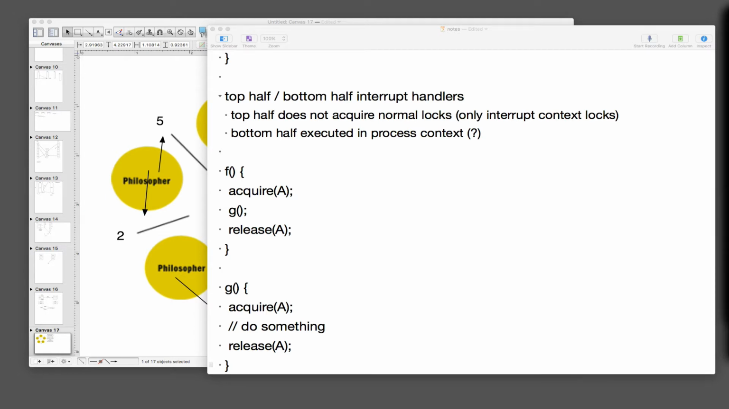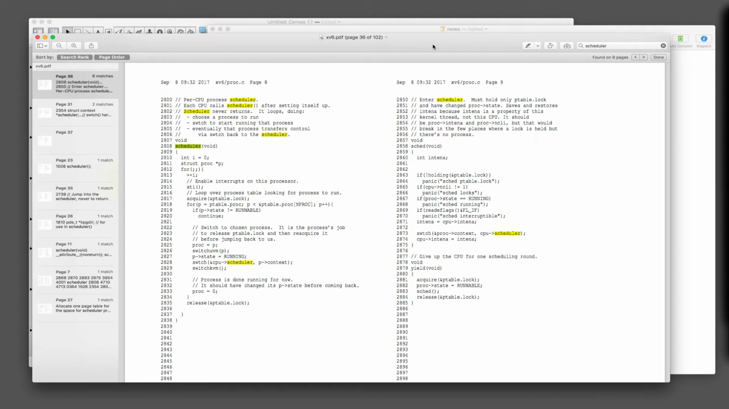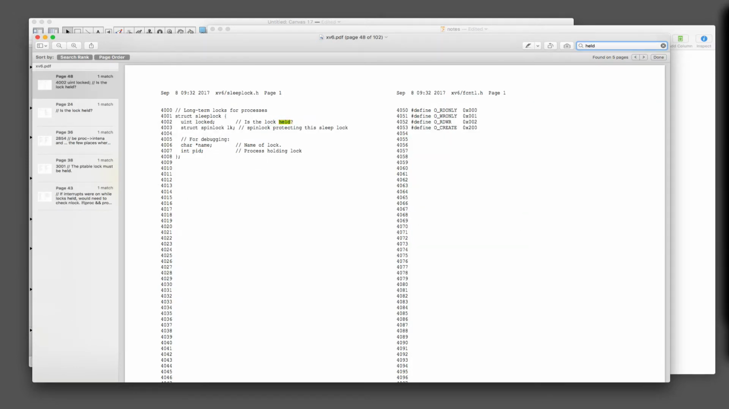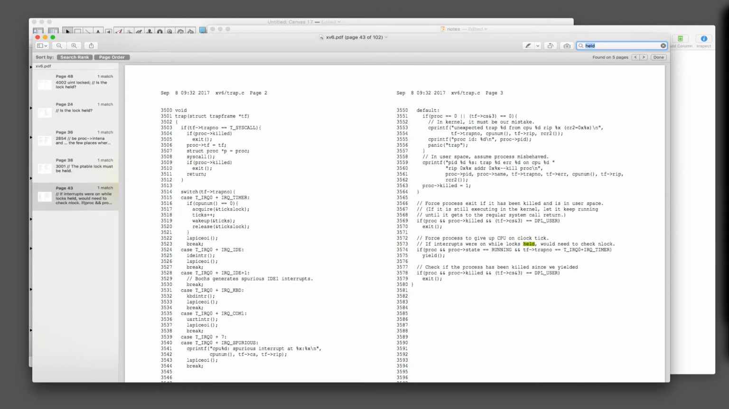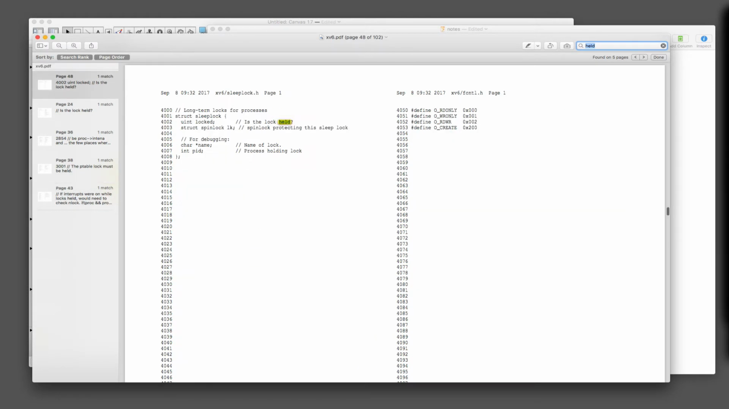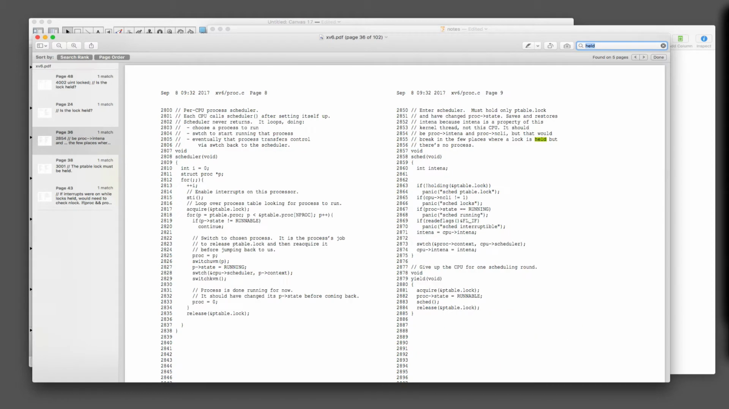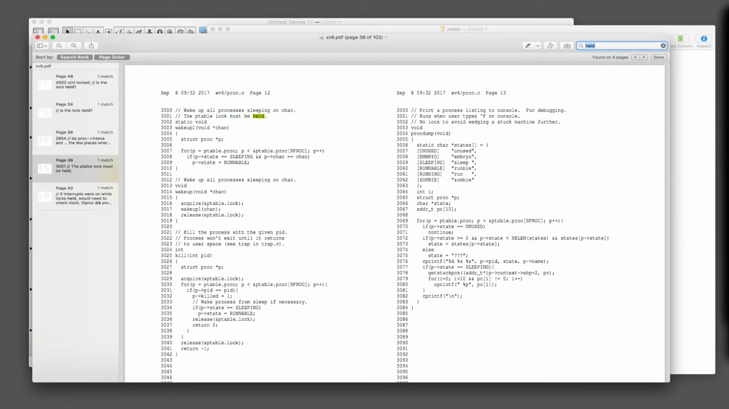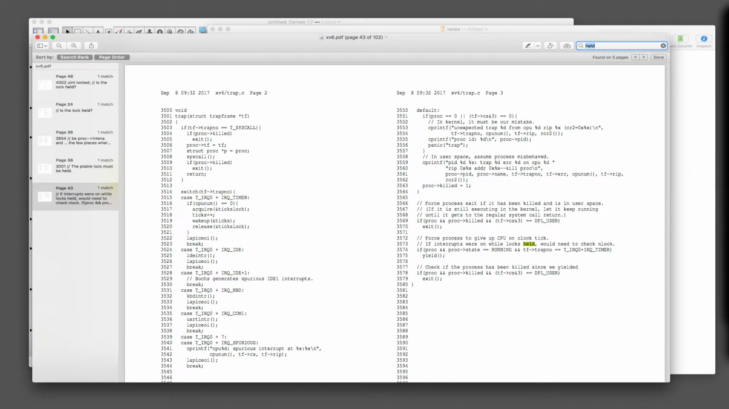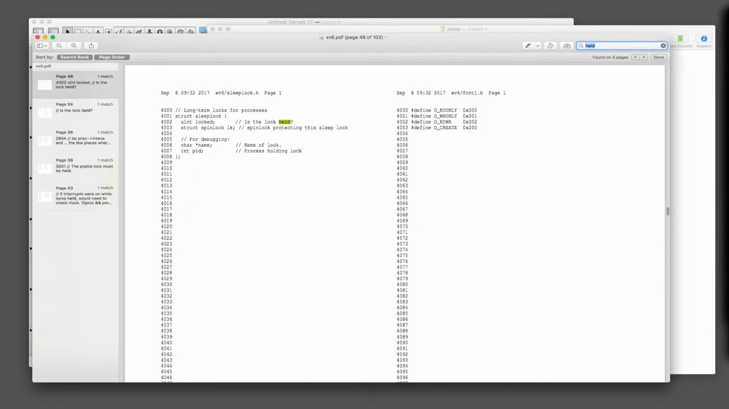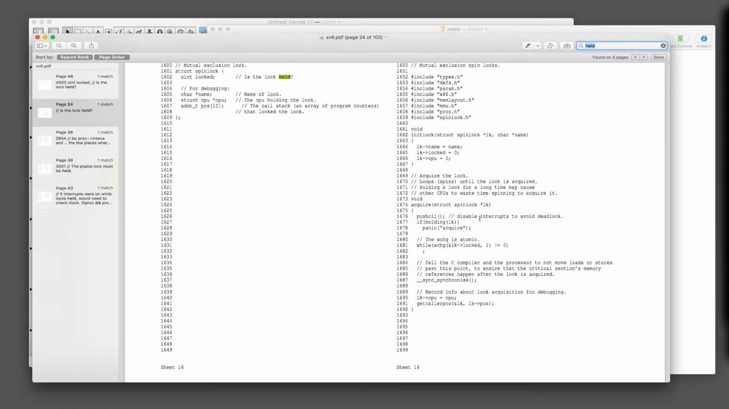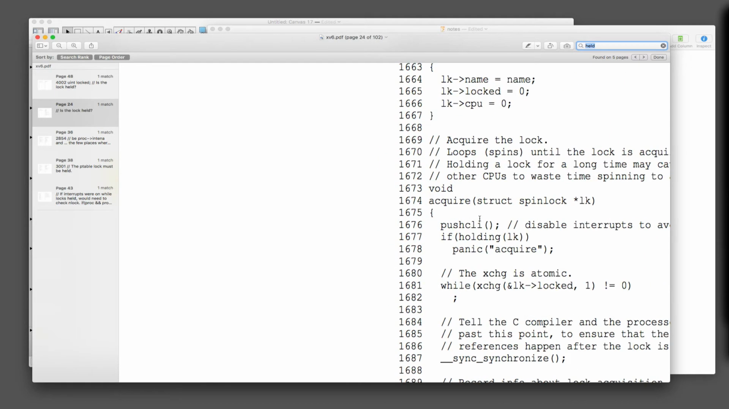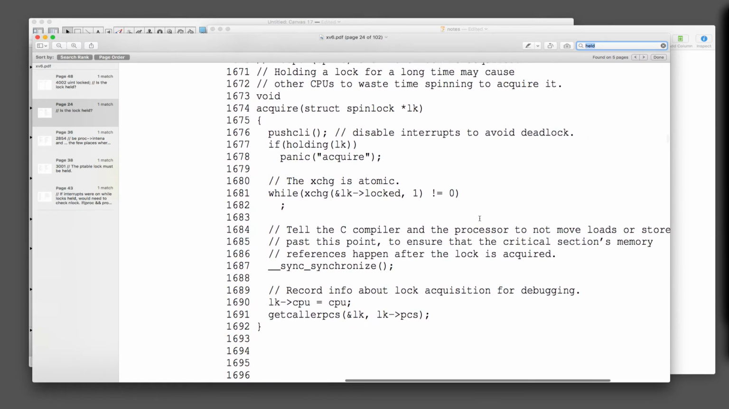Let's take a look at held. Come on. Oh, that's not what it says. It's something else. Should be close. Sleep lock, spin lock. Okay, it must be here somewhere. It's holding. Oh, it says panic acquire. Okay, good.